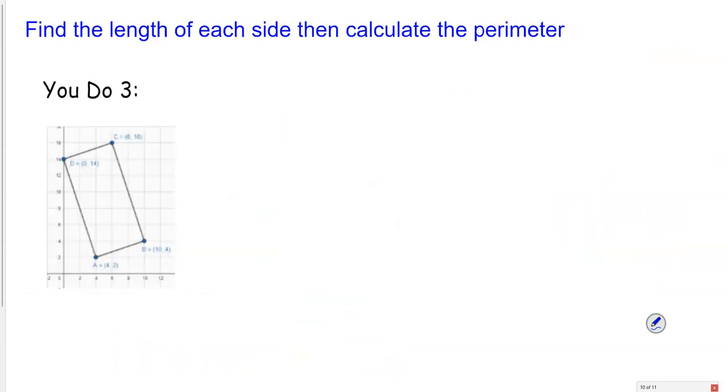All right, find the length of each side, then calculate the perimeter. Now notice, again, looks to me like this is a rectangle, okay? So let's just look at AB first. AB right here, A to B. So this is 1 up, 3 over, 1 up, 3 over. So when we're looking for the length of AB, we're going to do the square root of 1 squared plus 3 squared. We just did this one, y'all. So that's the square root of 10.